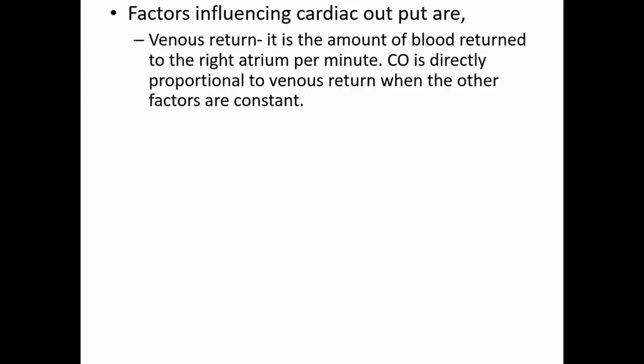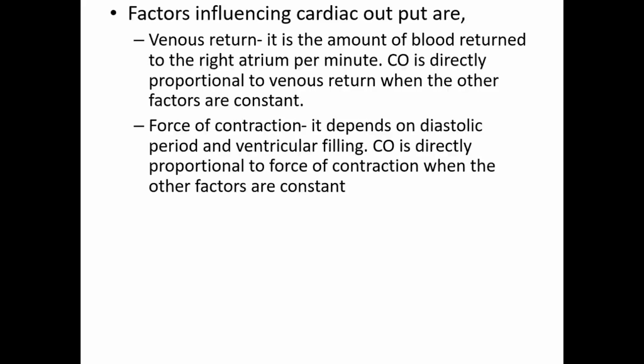Factors influencing cardiac output. The first one is venous return, the amount of blood returned to the right atrium per minute. Cardiac output is directly proportional to the venous return when the other factors are constant. Force of contraction depends on diastolic period and ventricular filling. Cardiac output is directly proportional to the force of contraction when the other factors are constant.